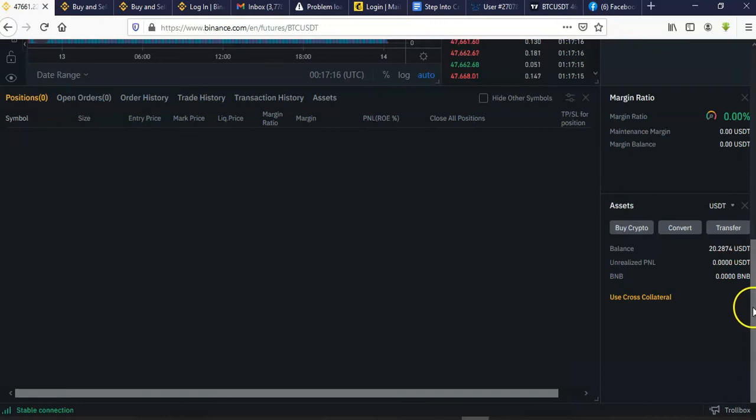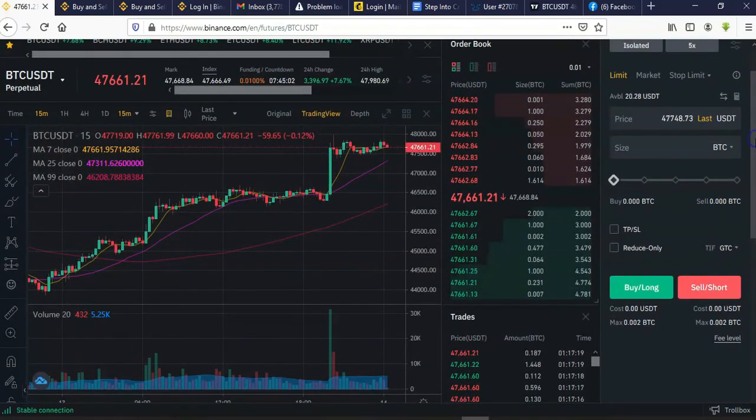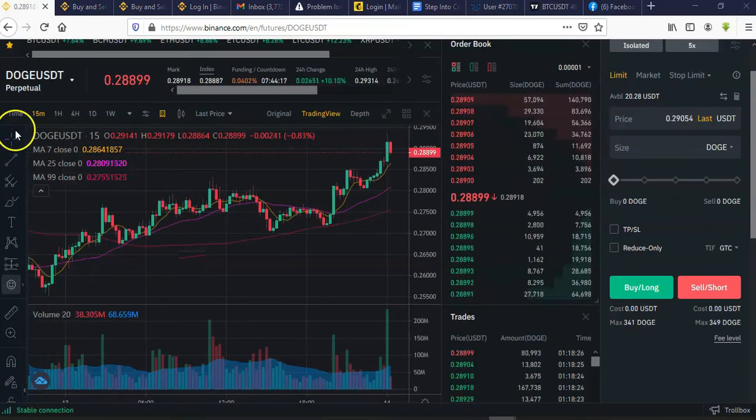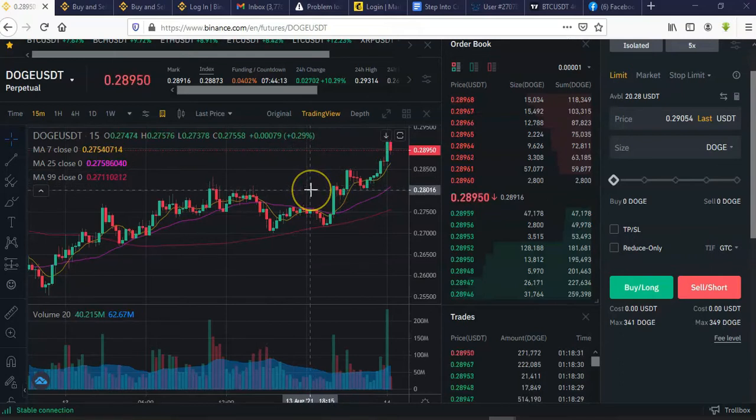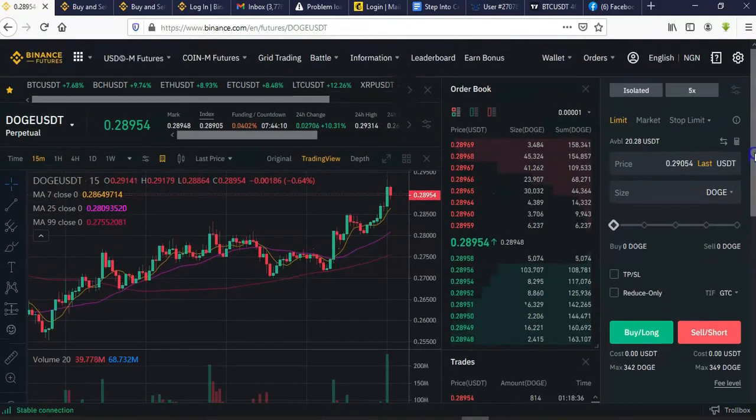Okay. So we are going to change the coin. We are not going to trade BTC USDT. Let's trade something like Dogecoin. So we have changed to Dogecoin. We are going to short Dogecoin at this level and see if we can get down to this level. I didn't analyze this. I'm just trying it out for us to see, for the sake of this lesson.